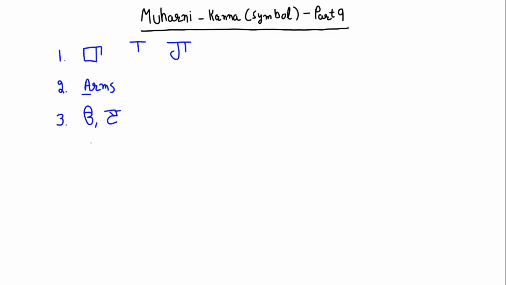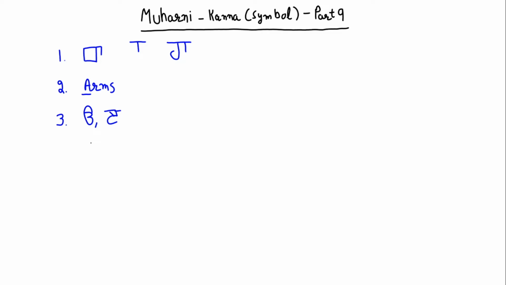So these are the 3 rules that we are having here. The first one is Kanna will be on the right side of the letter and its length will be half of the letter. Second is the sound of the matra will be A. And third one is we cannot use Kanna with Uda and Ed.